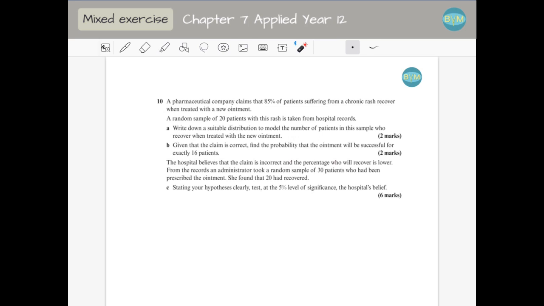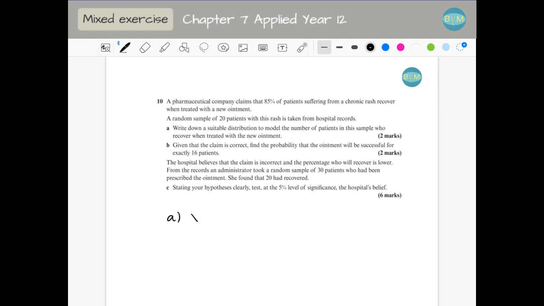Hello, this is question 10 on your mixed exercise 7 from the Edexcel applied textbook. A pharmaceutical company claims that 85% of patients suffering from a chronic rash recover when treated with a new ointment. A random sample of 20 patients with this rash is taken from hospital records. Write down a suitable distribution to model the number of patients in this sample who recover.